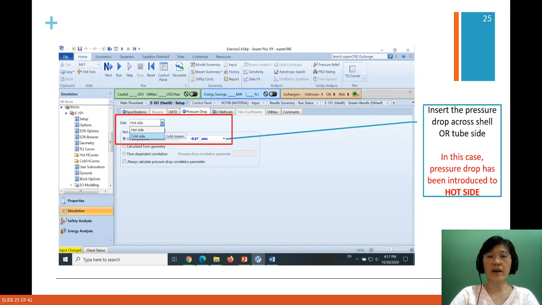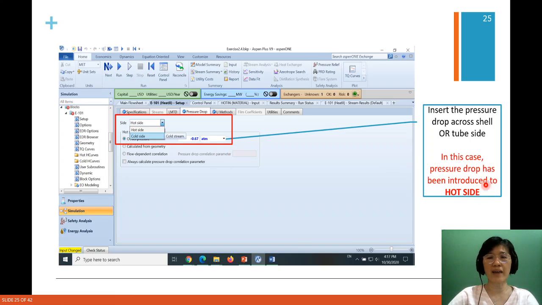Okay, moving on. If you go to the next page, we are now in the specification page for the process model, the HeatX model. If you move on to pressure drop, you're supposed to include either the shell or tube section for a pressure drop of 0.67 atm.